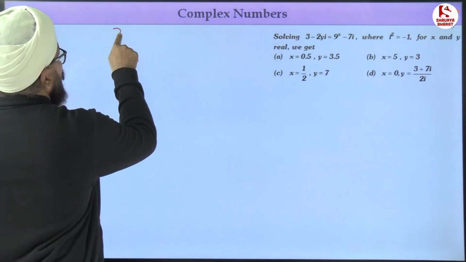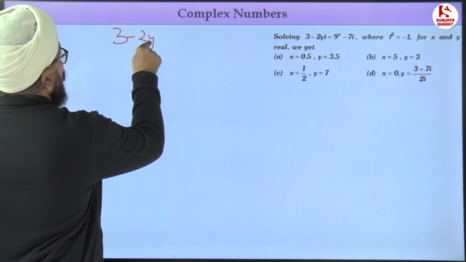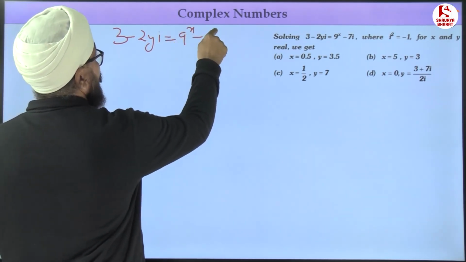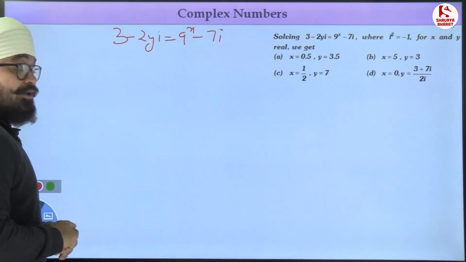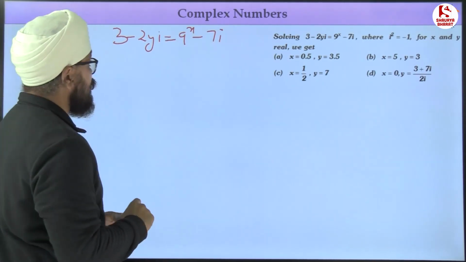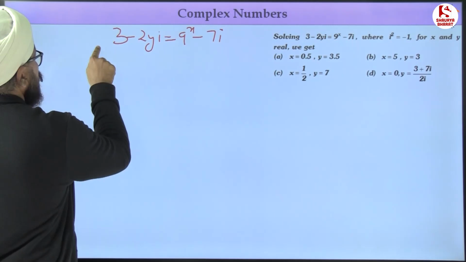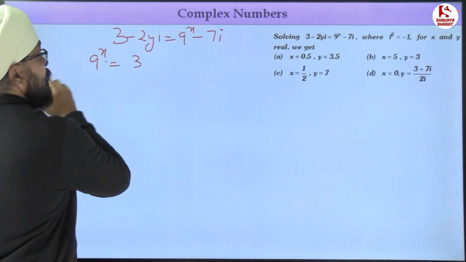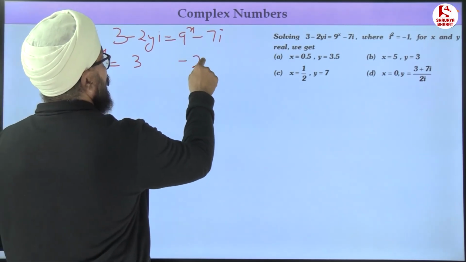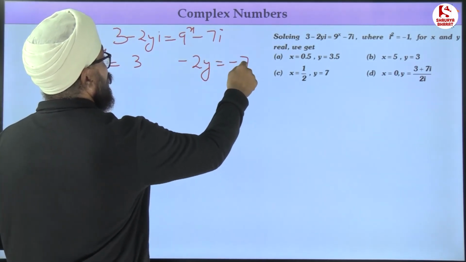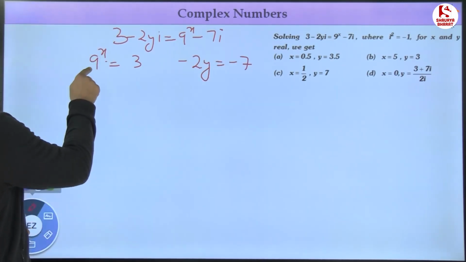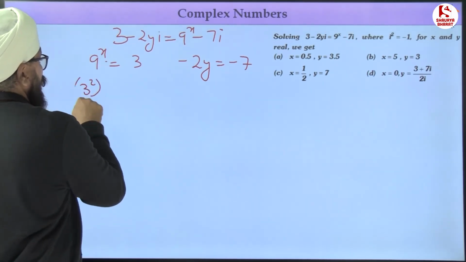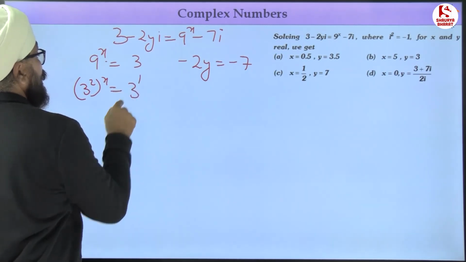So here we have 3 minus 2y iota and 9 to the power x minus 7 iota. When you take the real parts, real part means without iota, 9 to the power x should be equal to 3, and for the imaginary part, 2y must be equal to 7. So here 9 to the power x, meaning 9 is 3 square, whole to the power x is giving you 3 to the power 1.